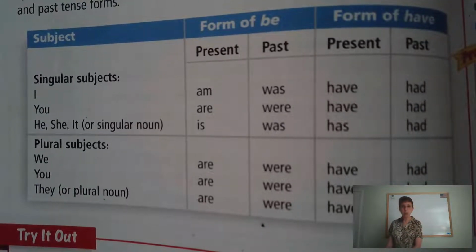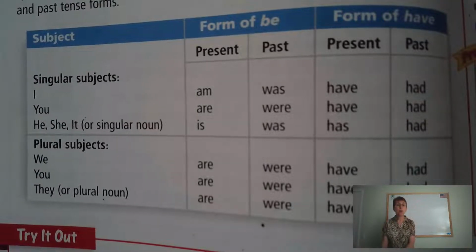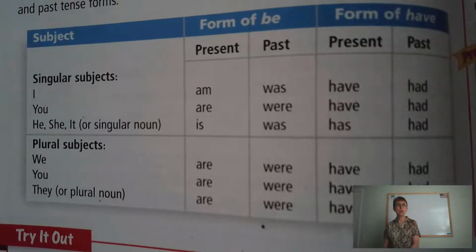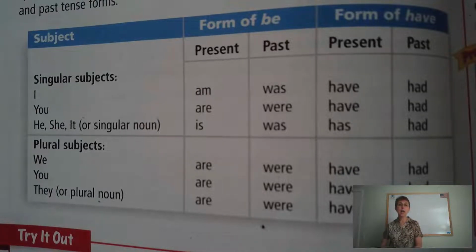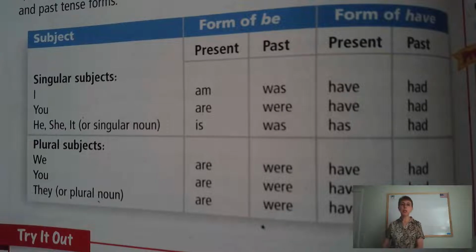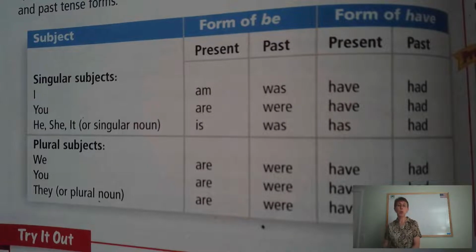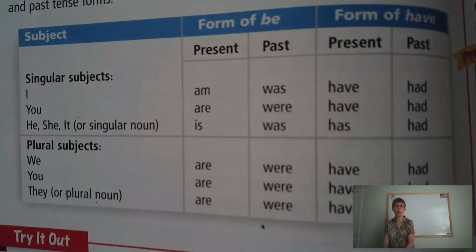We have singular subjects: I, you, he, she, and it, or if you have a singular noun. So these are singular subjects: I, you, he, she, it, and any singular noun. In the present tense, the form of be would be am, are, or is. I am going, you are going, he, she, or it is going. In the past, we would use was, were, or was. I was going, you were going, he, she, or it was going.